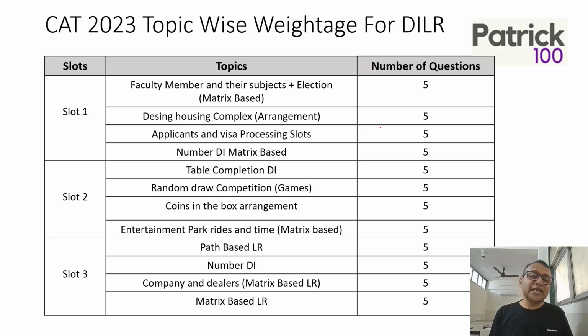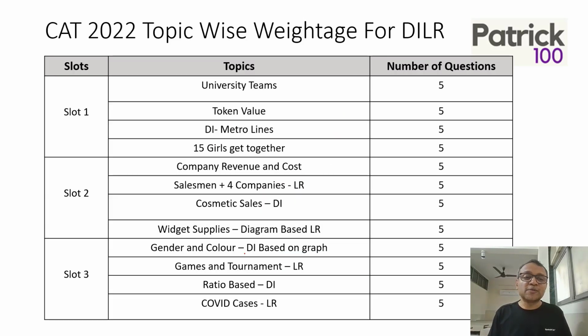CAT 23 basically had 4 sets of 5 questions each in every slot. Again, it was predominantly logic based, but there was one DI set in each slot, and a DI set was normally comparatively easier. Here DI was matrix based, and there was DI table completion. There were more matrix based and arrangement questions in this one. Like CAT 25 had more numbers based and classifying questions, here there were more matrix based questions. But yes, there was one DI set which is comparatively easy compared to other questions.